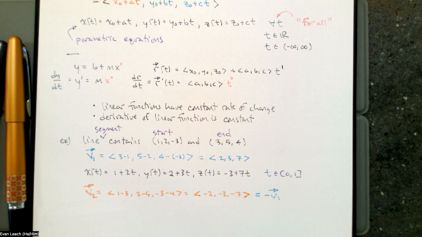So if we build a line, we could start at the second point at t equals 0 and then head towards the first point. We're still drawing the same line.